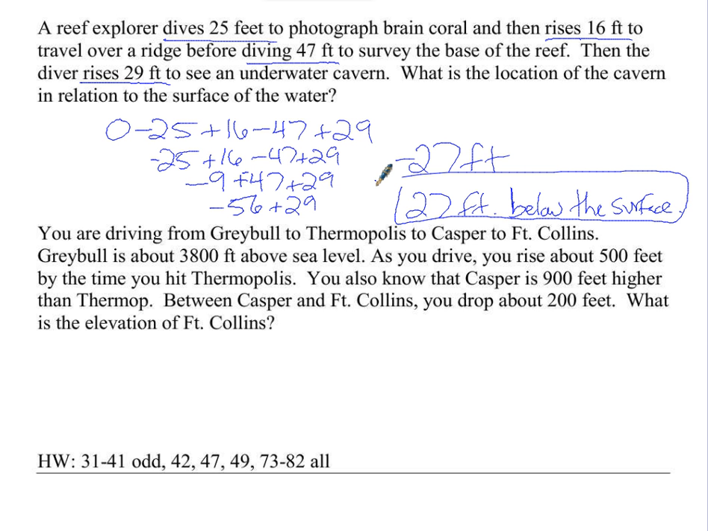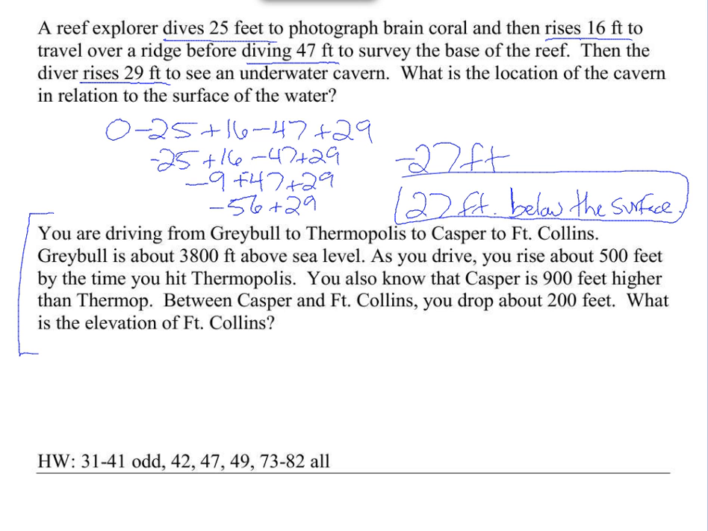No good. All right, I want you to try this problem. Read through it. Underline the important information. Set up the problem just like I just did with the Reef Explorer, and find out the elevation of Fort Collins, Colorado. Greybull, Thermopolis, Casper, Fort Collins. Some of us probably have made that drive before.